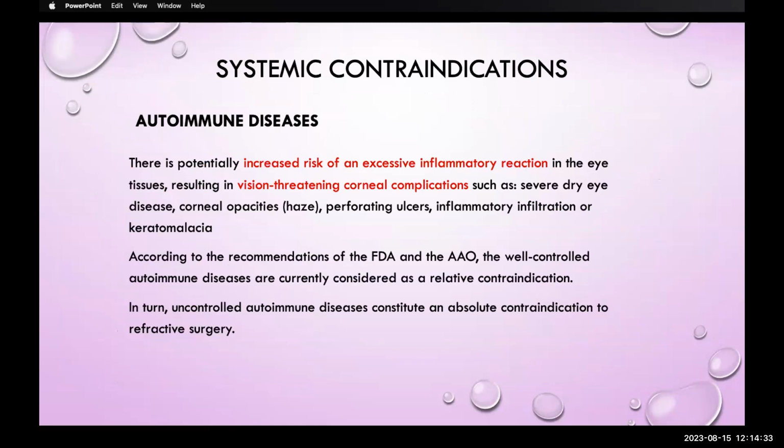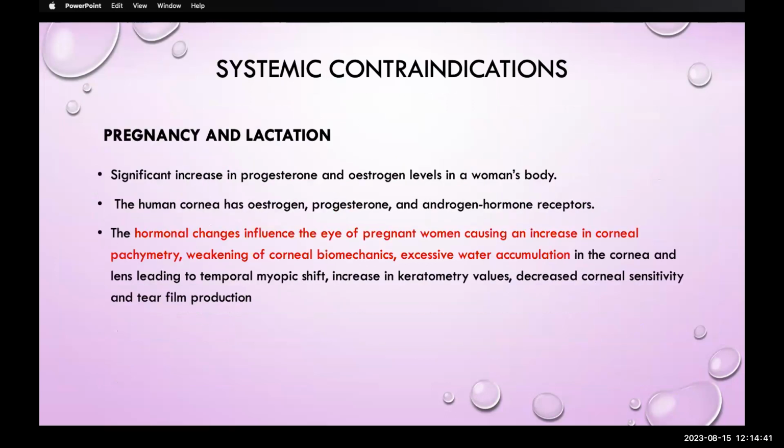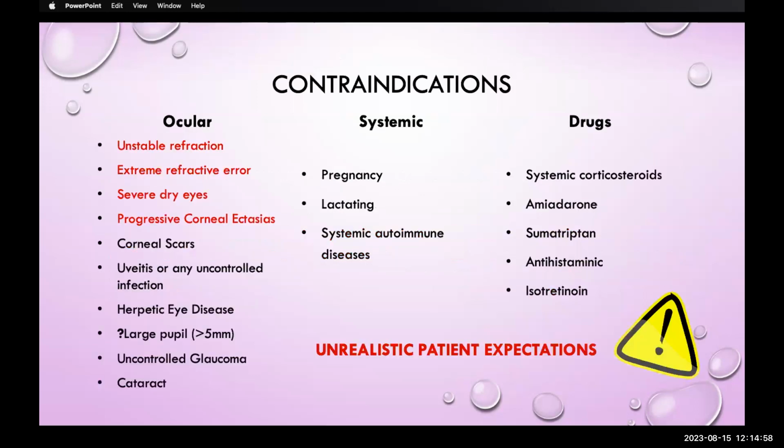According to the recommendations of the FDA and AAO, well-controlled autoimmune diseases are a relative contraindication, whereas uncontrolled ones are an absolute contraindication. There is a significant increase in progesterone and estrogen levels in a woman's body, for which the human cornea exhibits receptors. The hormonal changes influence the eye of pregnant women, causing an increase in corneal pachymetry, weakening of corneal biomechanics, and excessive water accumulation in the cornea.